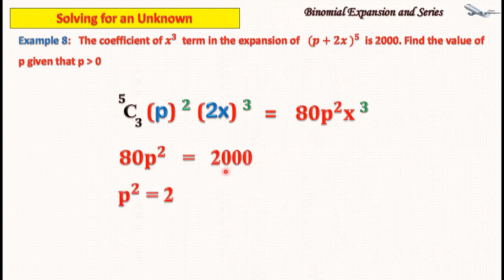And from here, p squared is equal to 25. And since p must be a positive number according to the condition, p is greater than 0, so p is equal to 5. This is a very, very nice example. So p is equal to 5.